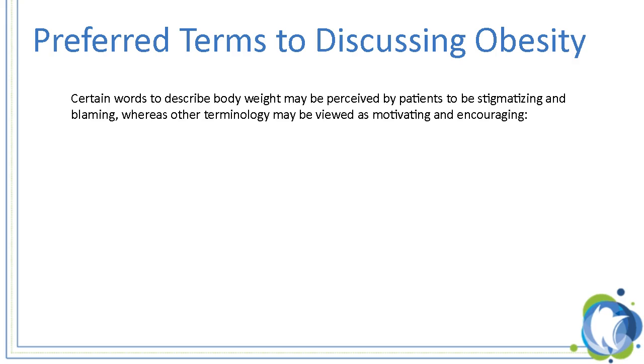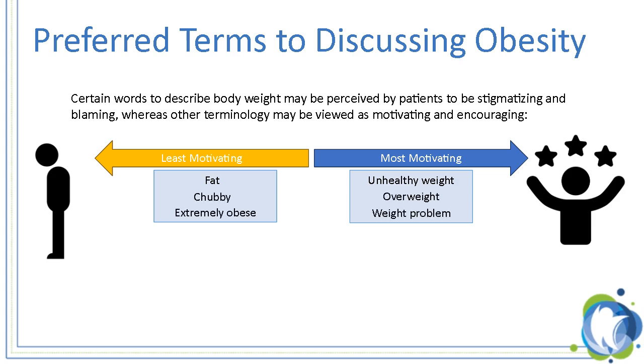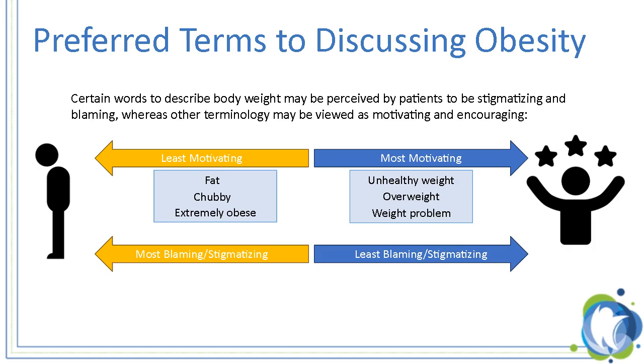There are preferred terms to discussing obesity, going from least motivating to most motivating, talking about unhealthy weight rather than being fat, or being overweight rather than chubby. There's blaming and stigmatizing that are deeply ingrained in the way that we talk about obesity, morbidly obese, which kind of conjures up the idea of death. And that really isn't helpful in behavior change.